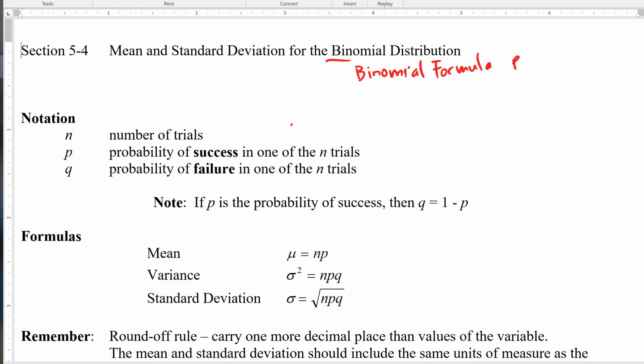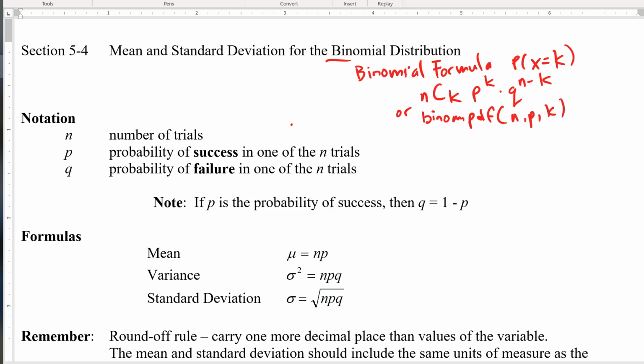Which we use if I want the probability of x equal to some amount. And we use nCk, so that's basically the number of ways we can arrange the successes in there, times the probability of success to the k times the probability of failure to the n minus k, or we use binomPDF with n, p, k. So either of those will give us the same thing.